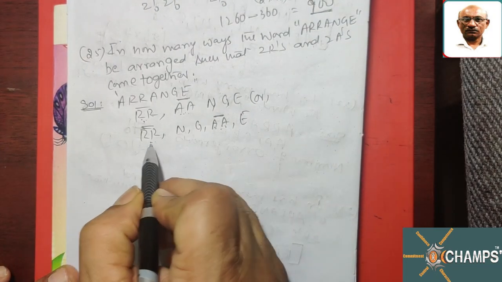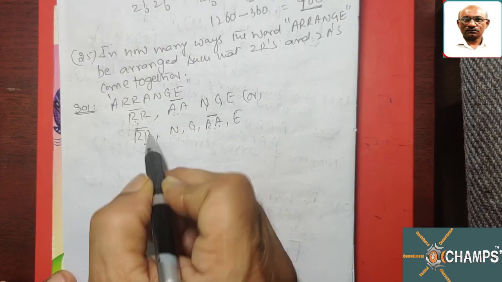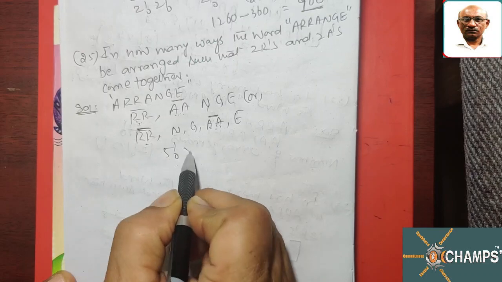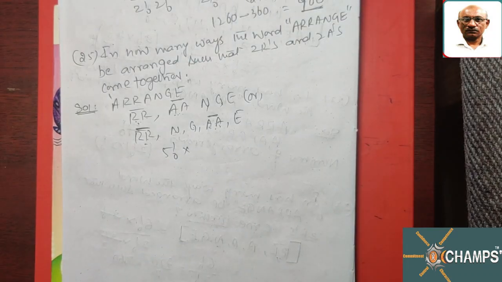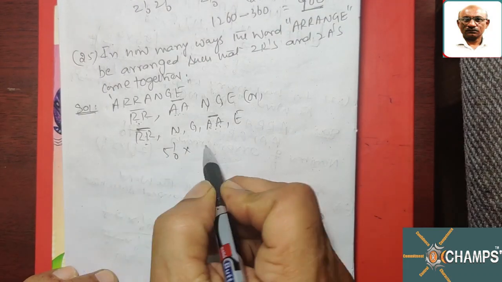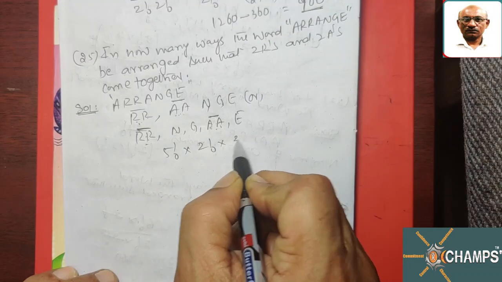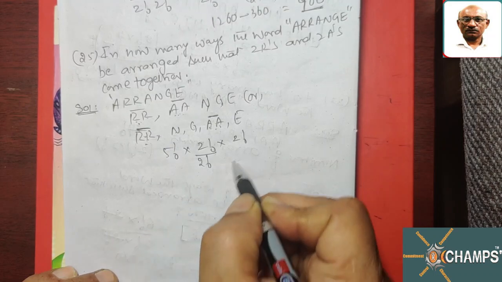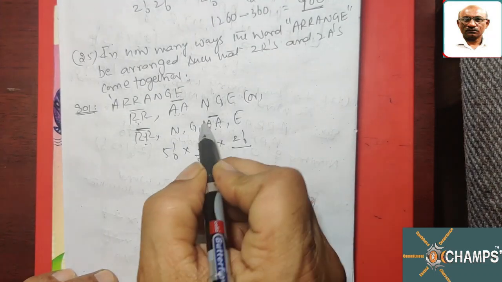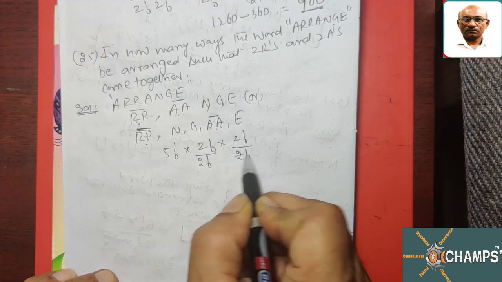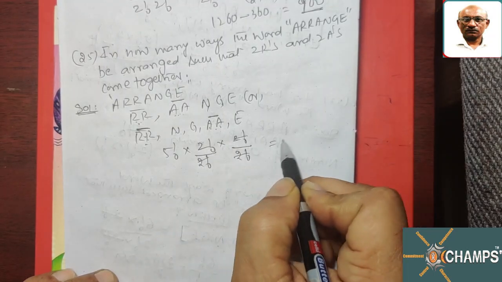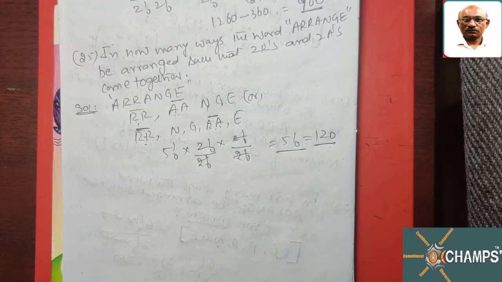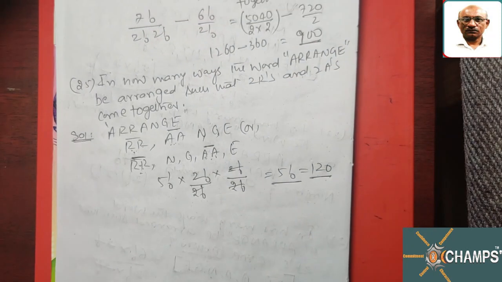So look at this. How many letters are there? 1, 2, 3, 4, 5. 5 letters can be arranged in 5 factorial. 2 R's 2 factorial. 2 A's 2 factorial. R is identical letters, so divided by 2 factorial. A is identical letter, divided by 2 factorial. So this is 5 factorial, is equal to 120. Okay, sir.